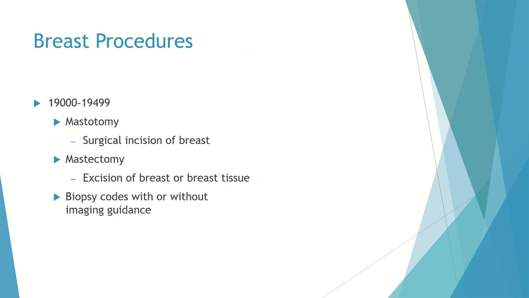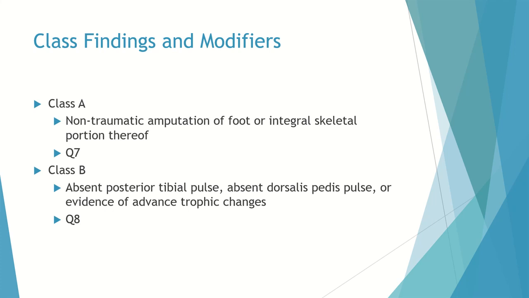Breast procedures 19000 to 19499: a mastotomy, surgical incision of the breast; a mastectomy, excision of the breast or breast tissue; biopsy codes with or without imaging guidance. Class findings and modifiers. Class A, non-traumatic amputation of foot or integral skeletal portion thereof, Q7. And Class B, absent posterior tibial pulse, absent dorsalis pedis pulse, or evidence of advanced trophic changes, Q8.